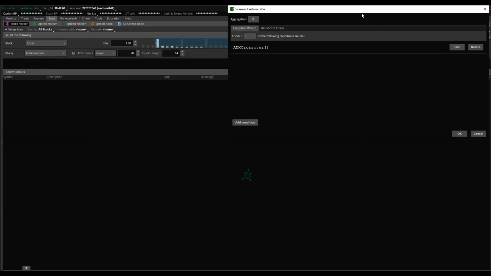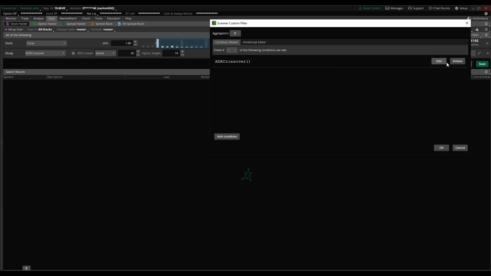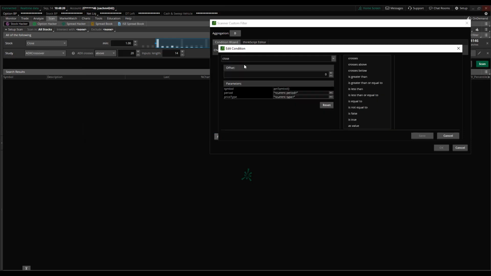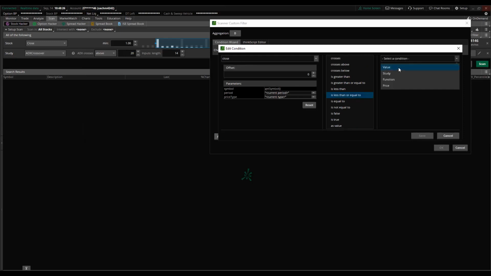Either way, it'll get you to the same destination, just a different way of getting there. So we're going to delete this because we don't want that, and we want to add our specific condition. Now, the first thing you want to do is put price. For this strategy, we're going to be looking for price closing less than or equal to our standard deviation channel.